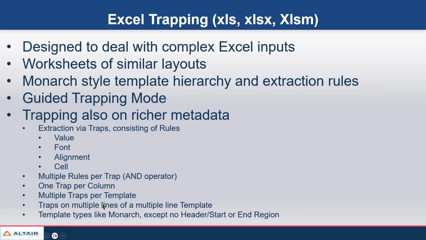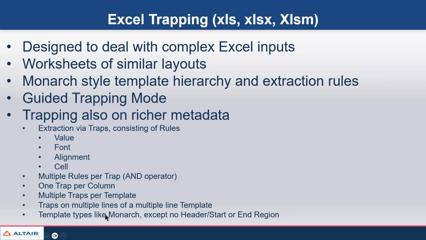What that is, if you have an Excel file which has an address block or a few lines that is merged into a cell, and it has a carriage control, then there's an option in Excel trapping that will select the entire block, and you can specify what is the beginning and what is the end of that block. Template types like Monarch, okay?